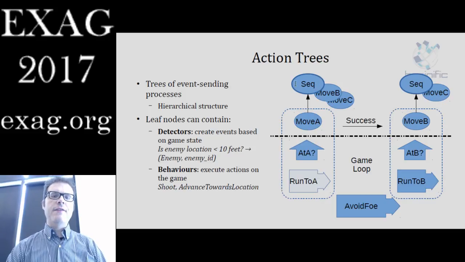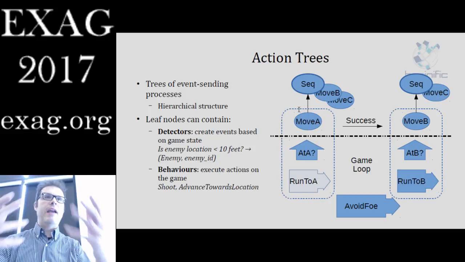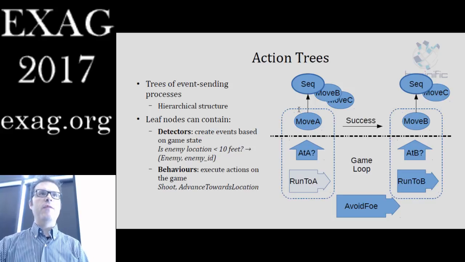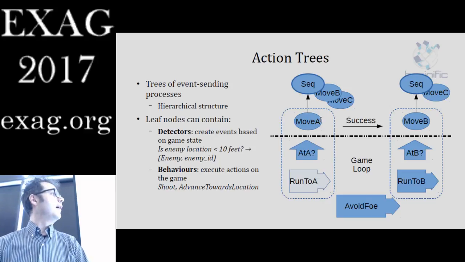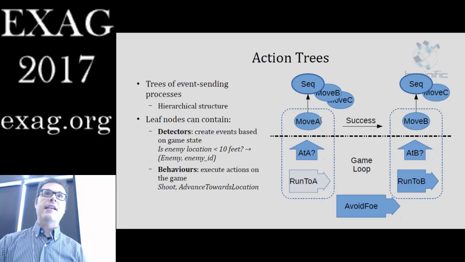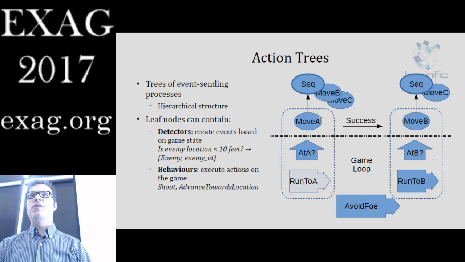In the runtime view, you have two active nodes: the parent sequence, and then the moving child, which is a behavior. You can deploy detectors and behaviors, so that detectors act on the game state at each tick and send events, conditions on the game state, upwards into the tree. For example, the move A behavior node can send an event, in this case a success event, when we have reached position A.